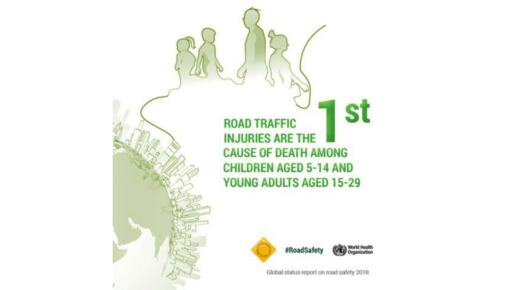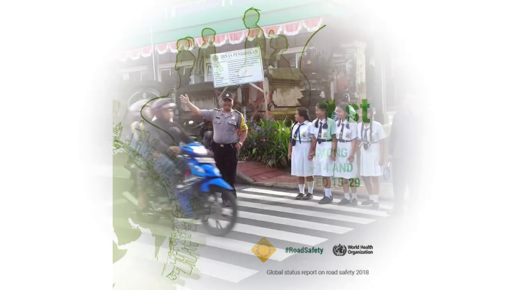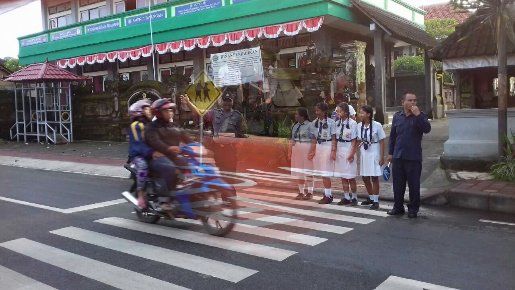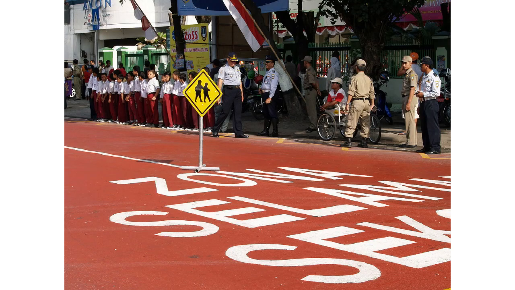According to WHO in 2018, road traffic injuries are the first cause of death among children and young adults. And in Indonesia, there are many schools that are located near big roads with many vehicles driving at high speed. In response, the government applied a program like School Safety Zone, namely Zona Selamat Sekolah, or ZOSS, to anticipate the movement of school children who are unpredictable.